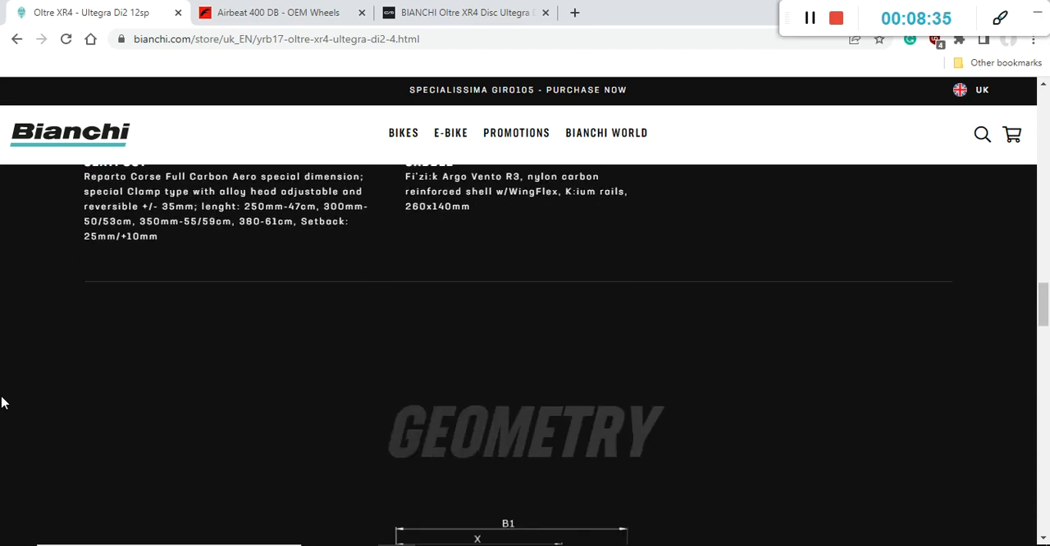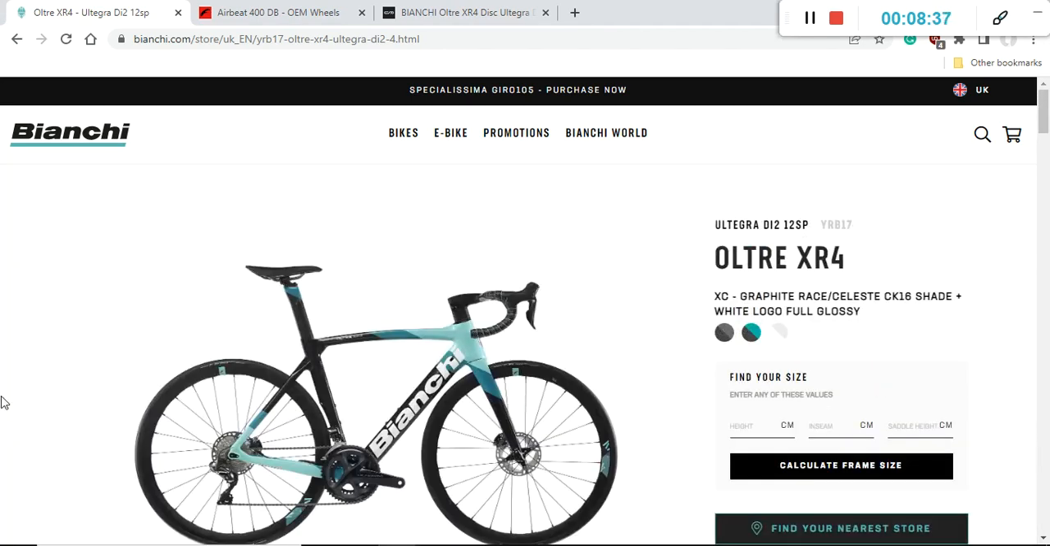So, in summary, what would I advise you to do, considering that this Bianchi Oltre XR4 has a retail price of approximately 5,500 euros? Should you just go ahead and buy it, or should you just consider it? Well, I suggest to you, if you are in the market for an aero road bike, a heavily aerodynamically optimized road bike, then definitely you should consider this Bianchi Oltre XR4.